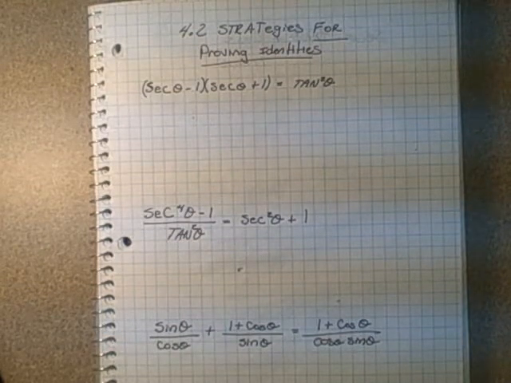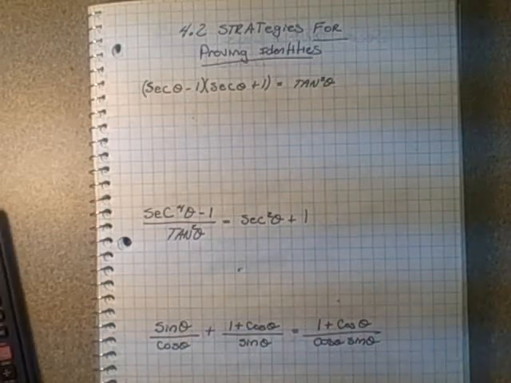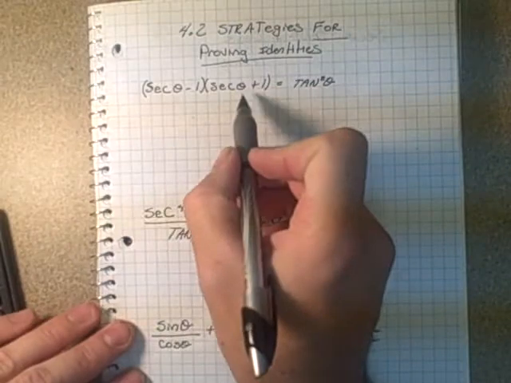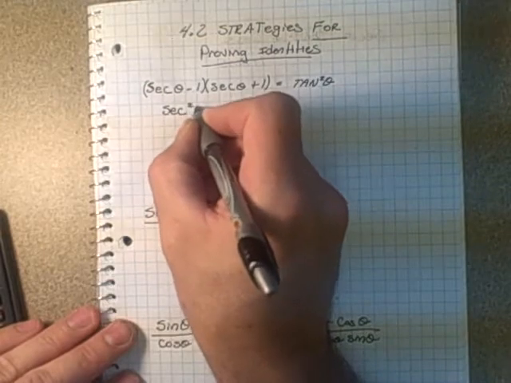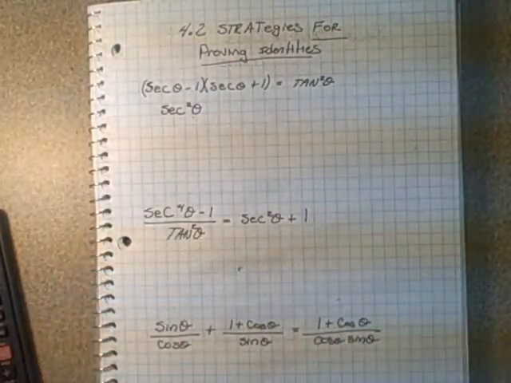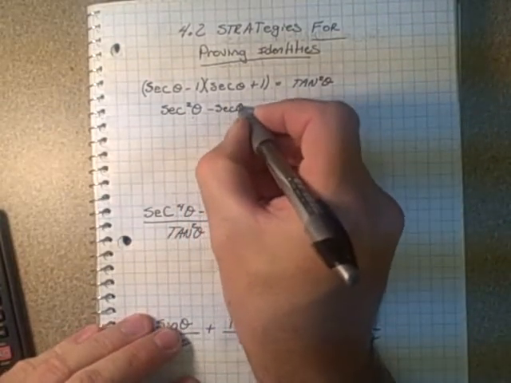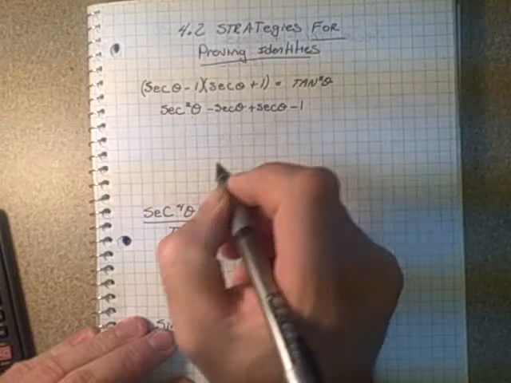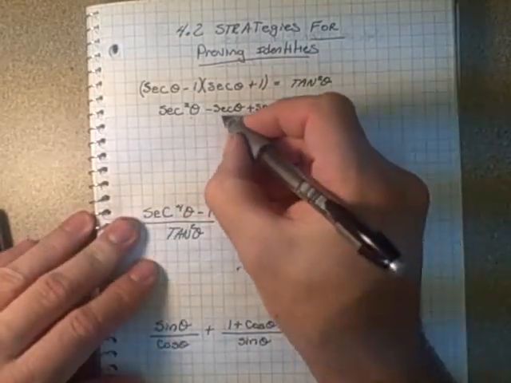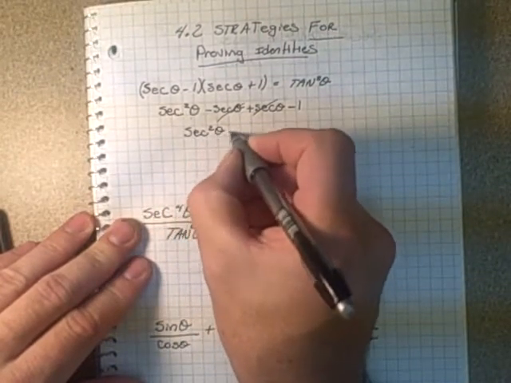And you always want to look at simplifying by multiplying or collecting terms, or expanding it or something like that. So here we'll just multiply these together. So this is equal to secant squared theta, minus secant theta, plus secant theta, minus 1. Okay, that's the left side. So these cancel out.